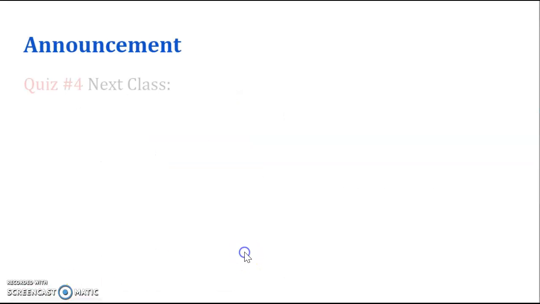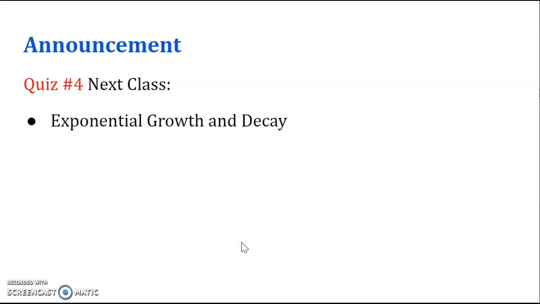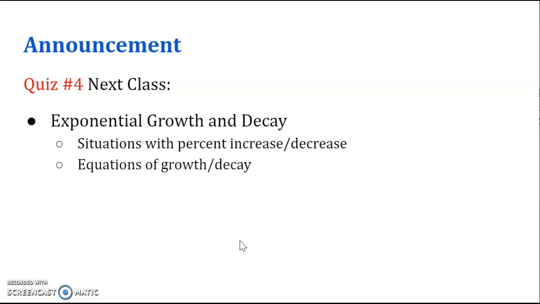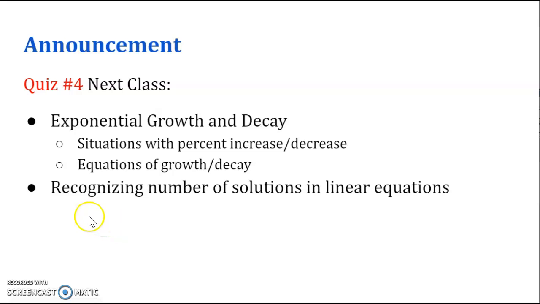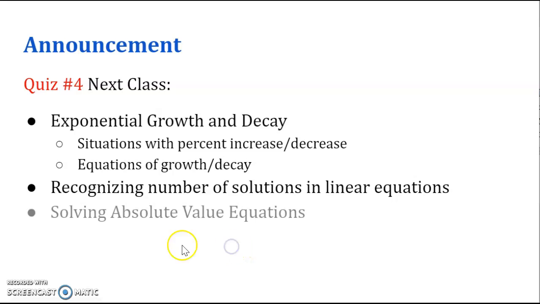Let's begin with some announcements. Next class you're going to have your quiz number 4. It's going to be on exponential growth and decay with situations with percent increase and decrease as well, and also equations of growth and decay. Also, recognizing the number of solutions in linear equations. Remember, you could have one solution, infinitely many solutions, or no solution at all. And finally, we also covered solving absolute value equations. It's going to be on it as well. So you should be very familiar with homework number 16, 17, 18, the last 3 homework.